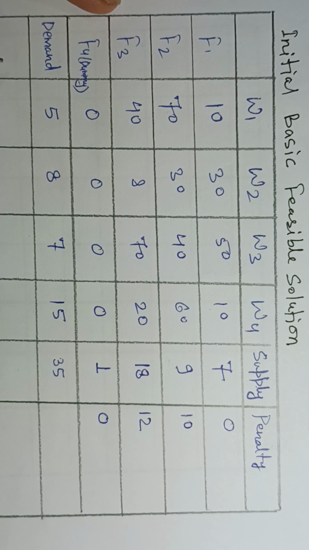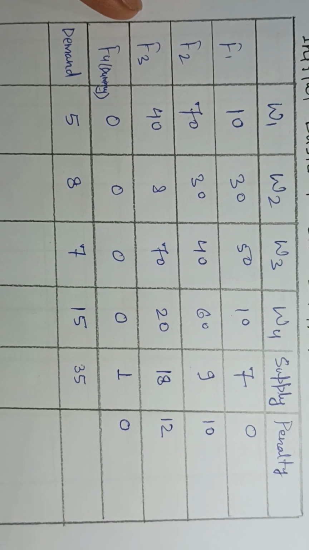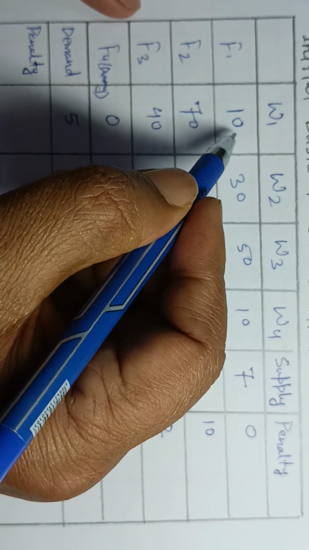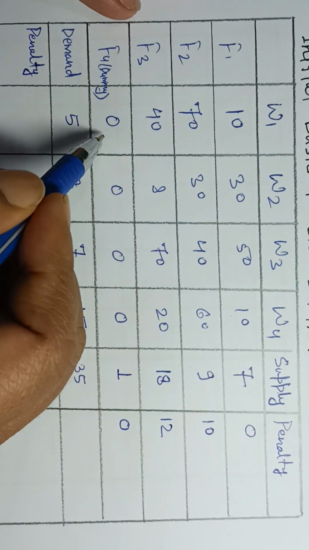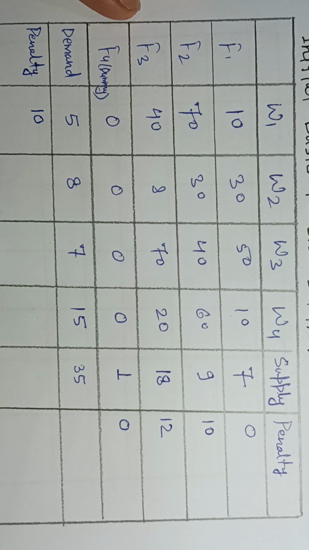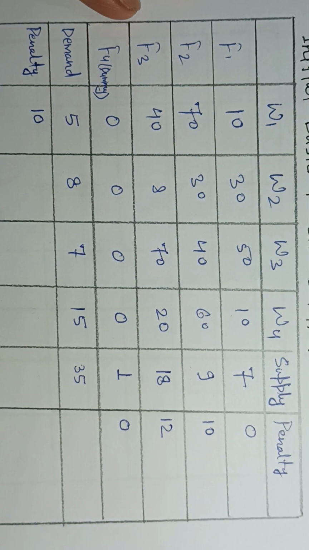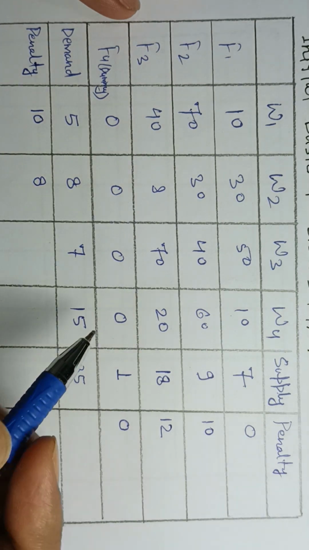Like this, we will go for calculation of the penalty for each column. So here 10, 70, 40 and 0. The two least numbers would be 0 and 10. So here 10 would be the penalty for column 1. Here the two least numbers are 8 and 0. So 8 would be the penalty.